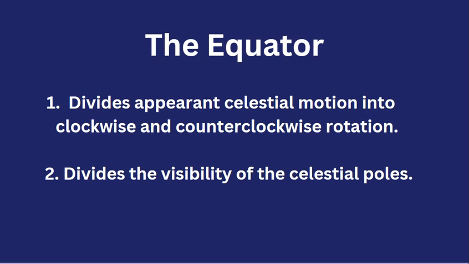the stars, the equator divides the visibility of the celestial pole. Why is that? When you go 1 degree south, you can no longer see the north celestial pole. And if you go 1 degree, or 69 miles, north, you no longer see the south celestial pole or point. Why is that?